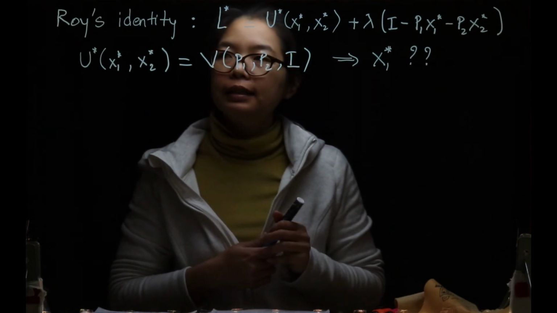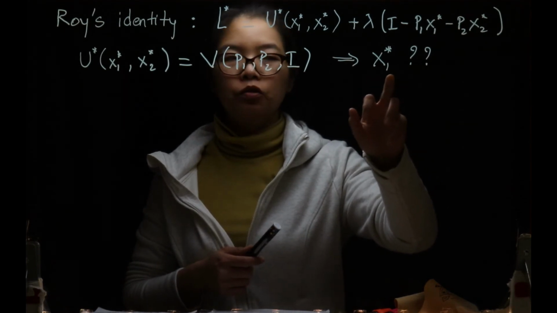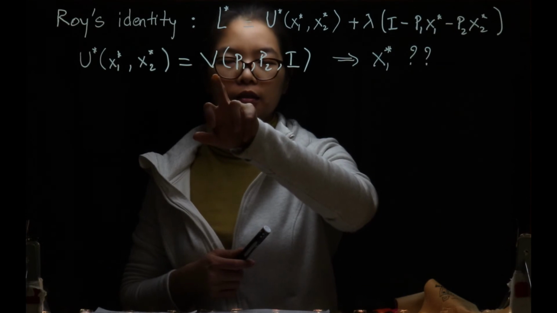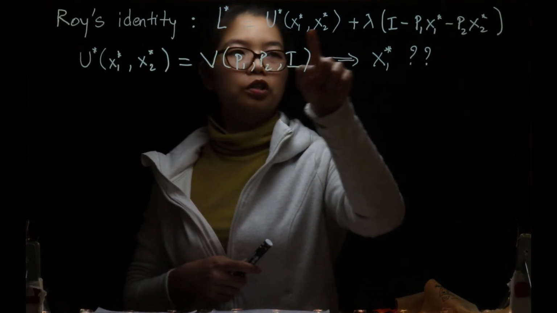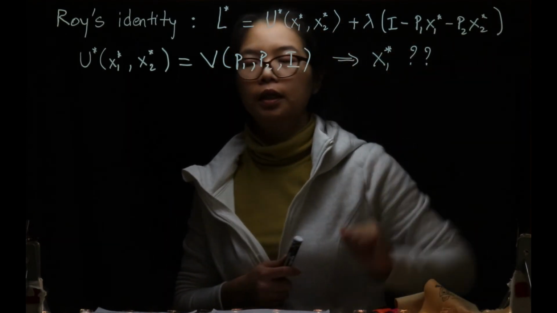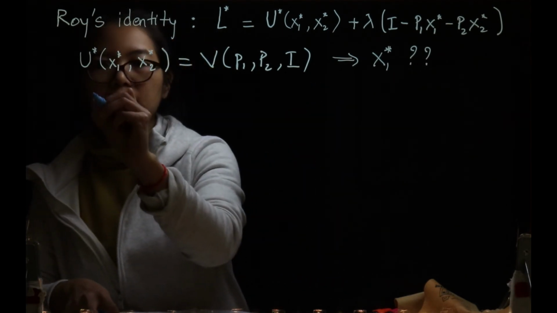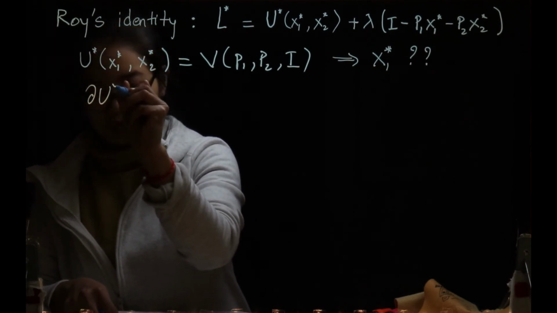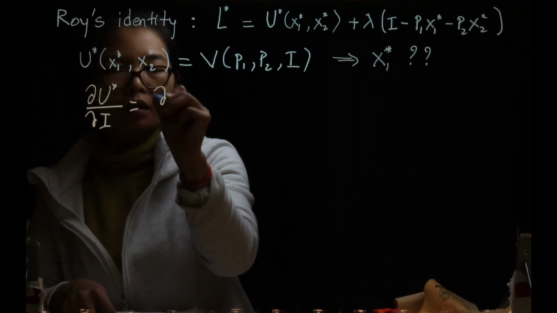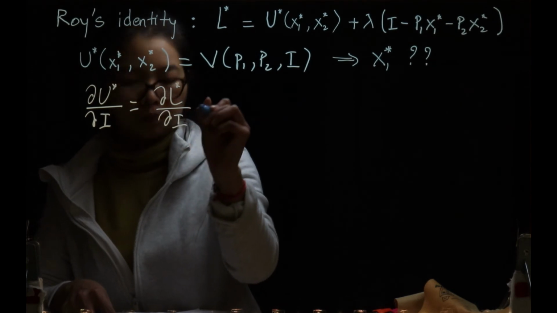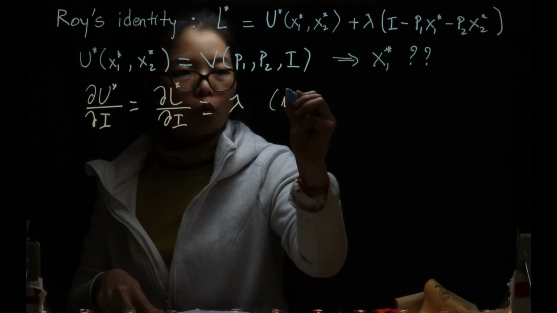Now let's talk about Roy's identity, which will tell us how we can derive or revert back to the Marshallian demand functions when we are given only the indirect utility function. So imagine this is the indirect objective function, the indirect Lagrange, where we plug in all the solutions for x1 and x2 inside already. So now, remember, when we derived the lambda, we had the derivative of u with respect to income, which is also the derivative of L with respect to income, equal lambda. That's where we stopped last week, right? And now let's denote it as 1.